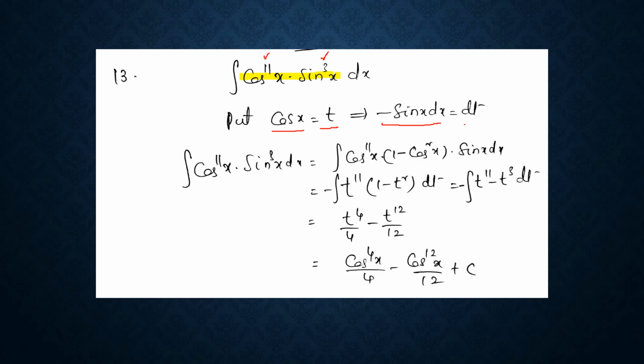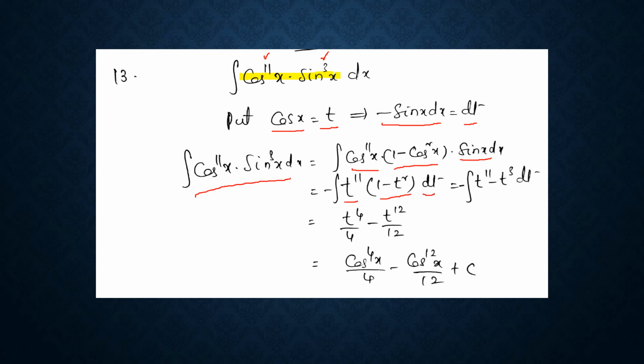So integral cos to the power of 11x into sin cube x dx can be written as integral cos to the power of 11x into sin square x into sin x dx. The next step, cos to the power of 11x into sin square x can be written as 1 minus cos square x into sin x dx. Now by substituting cos x is equal to t, that becomes integral t to the power of 11 into 1 minus t square, and sin x dx is equal to minus dt.